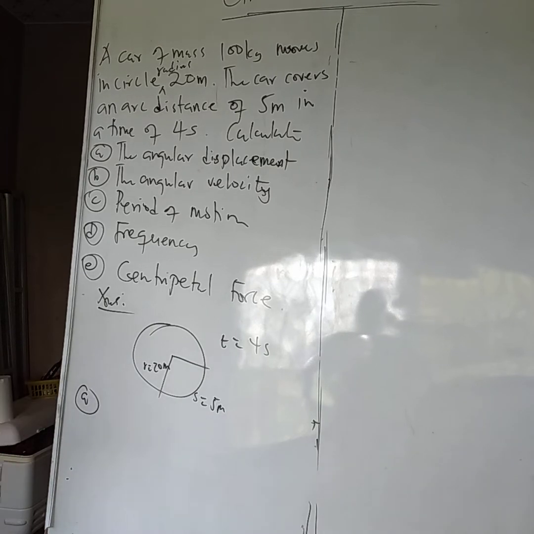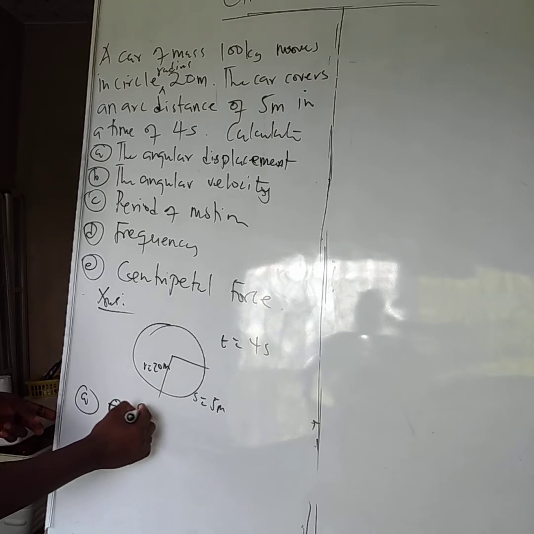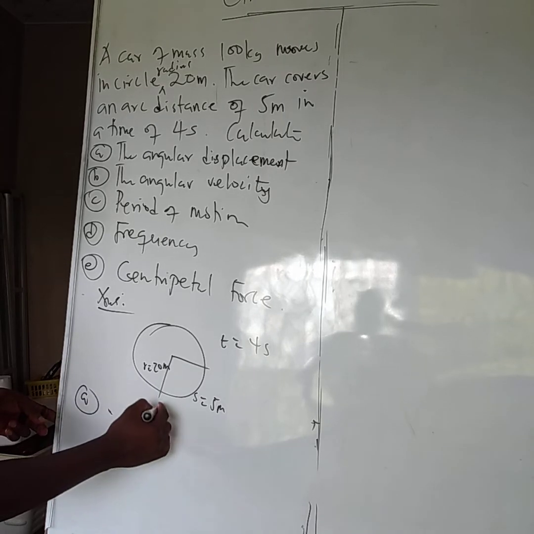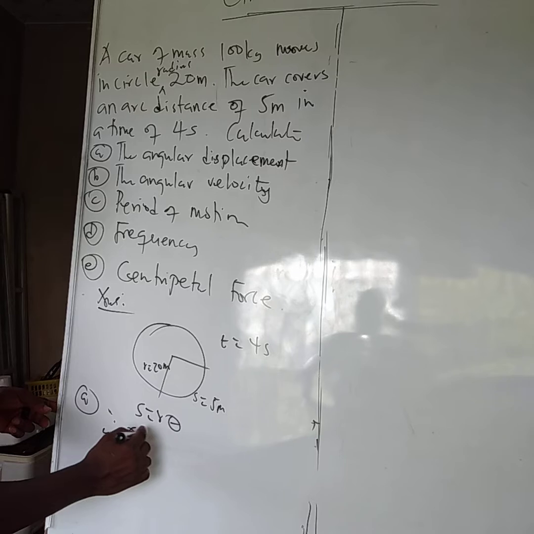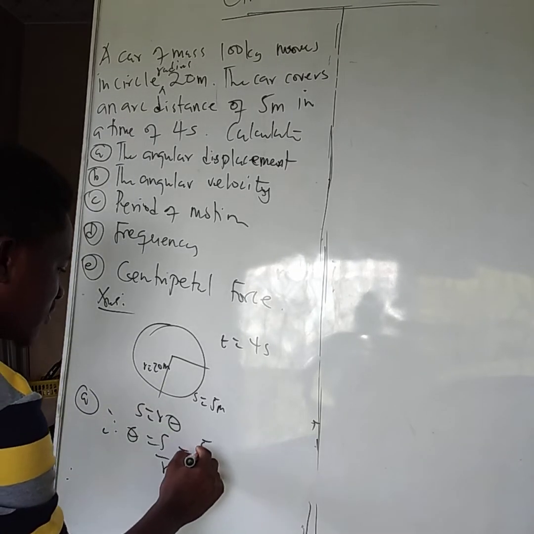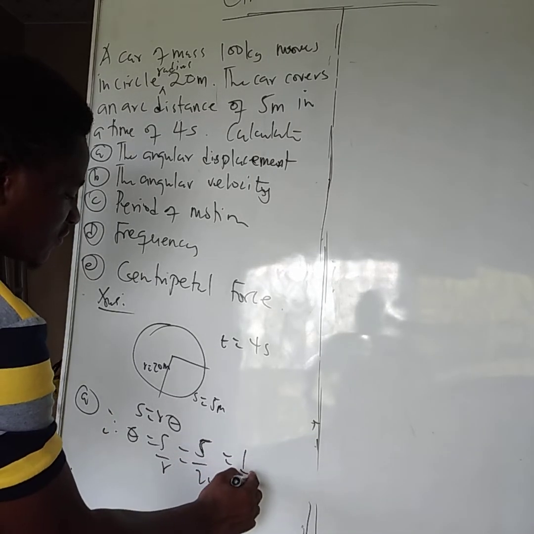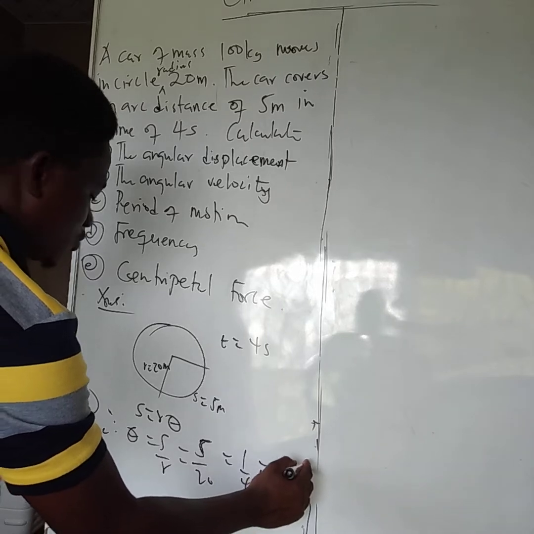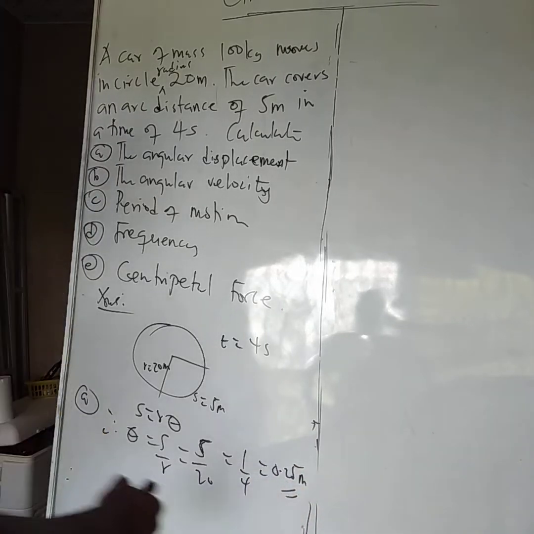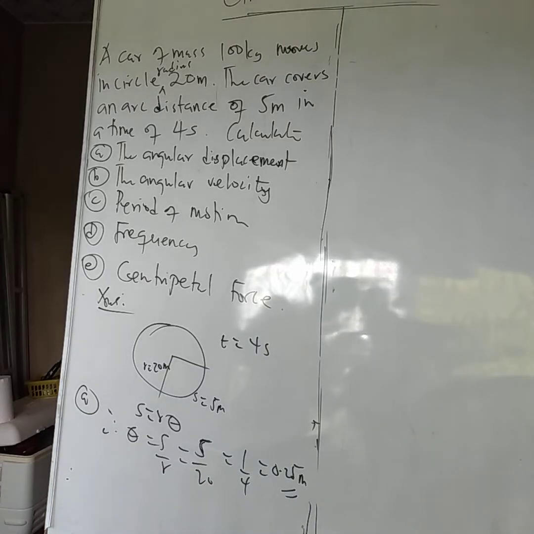A, we have to calculate the angular displacement. The angular displacement is our theta, and we already know that S is equal to R multiplying theta. Therefore, theta is equal to S over R. So this is going to give us 5 all over 20. 5 over 20 is 1 over 4, which is 0.25. That is what we will have for our first question.